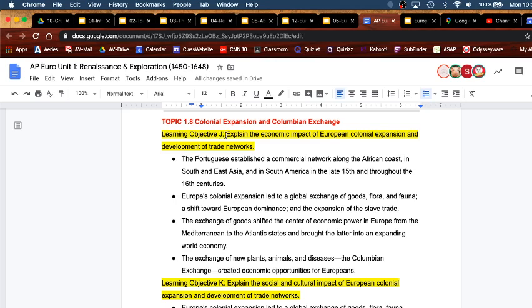And that's what Learning Objective J gets us to think about. Explain the economic impact of European colonial expansion and development of trade networks. That's exactly what I just said, showing you how Europeans have been taking over the world over the last 500 years. This first bullet point says that the Portuguese established a commercial network along the African coast and in South and East Asia and South America in the late 15th and throughout the 16th centuries.